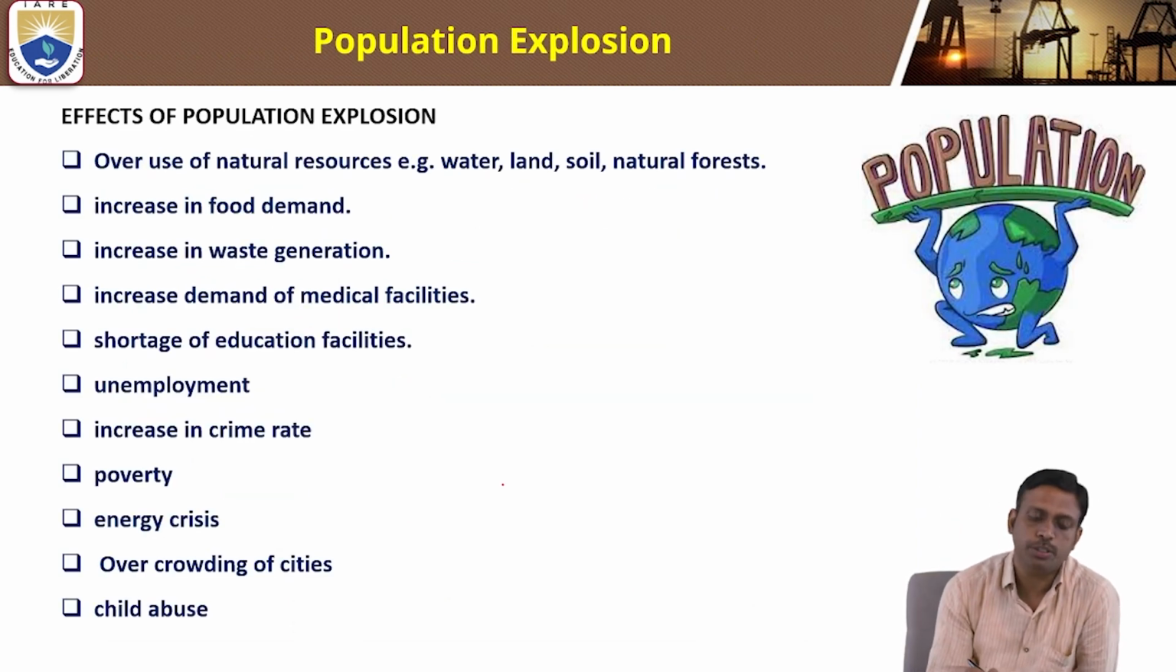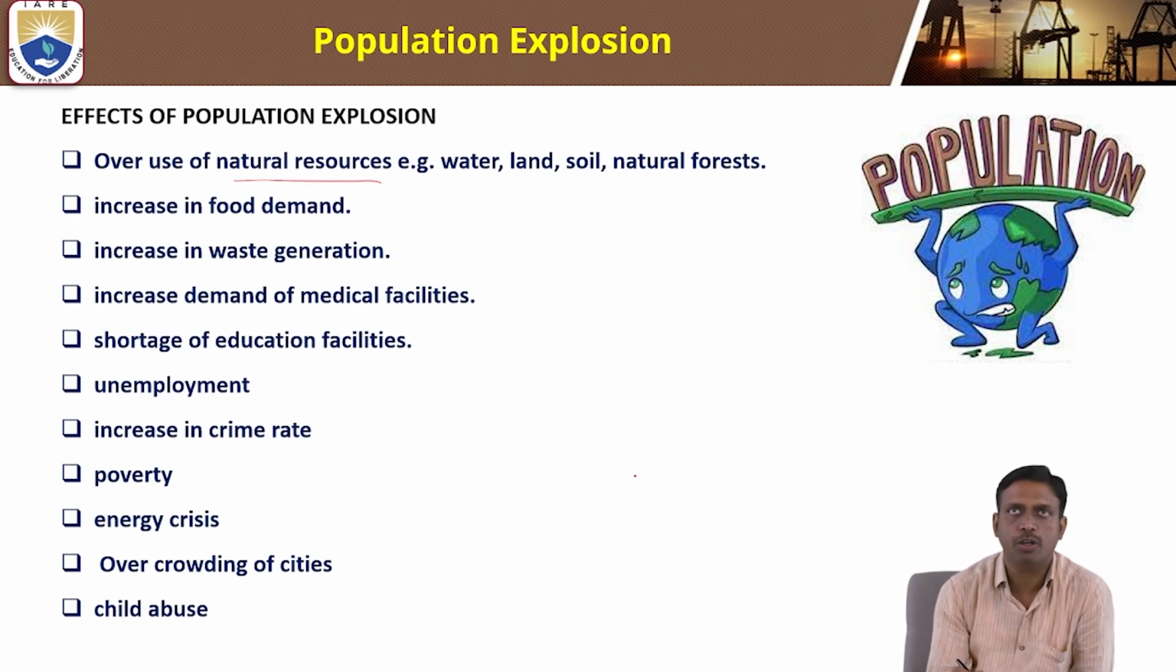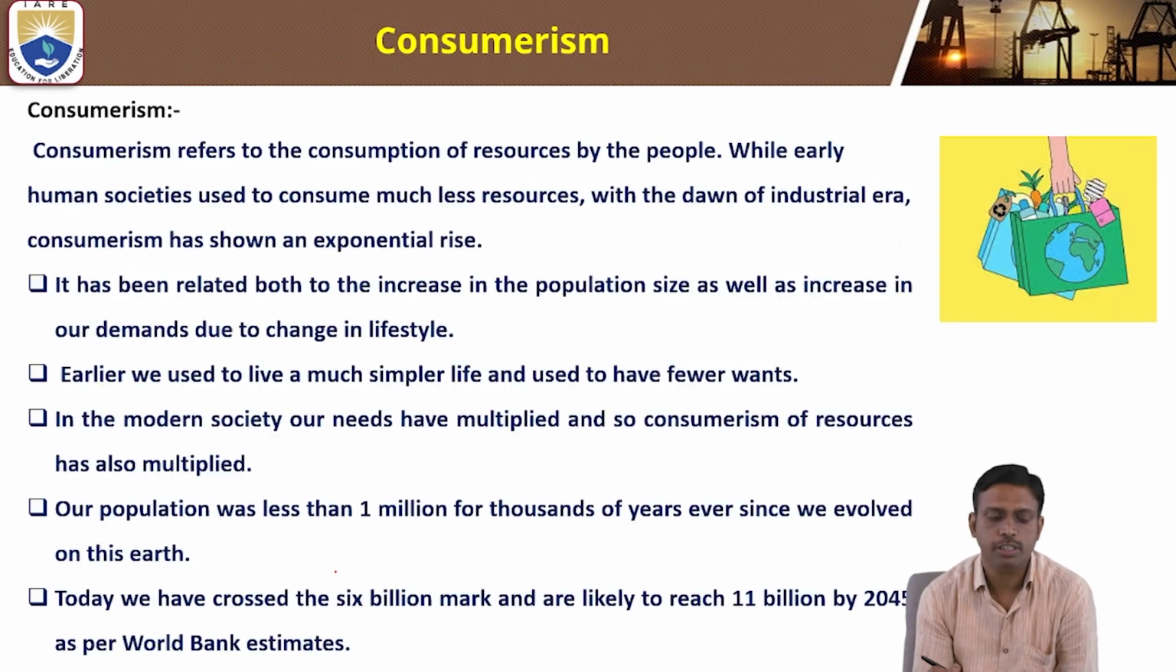Effects of population explosion. What are the effects? Overuse of natural resources like water, land, soil, natural forests. Increase in the food demand, increase in water consumption, increase in the demand for medical facilities, shortage of education facilities, unemployment, increase in the crime rate, poverty, energy crisis, overcrowding of cities, child abuse. All these are some of the effects of population explosion.